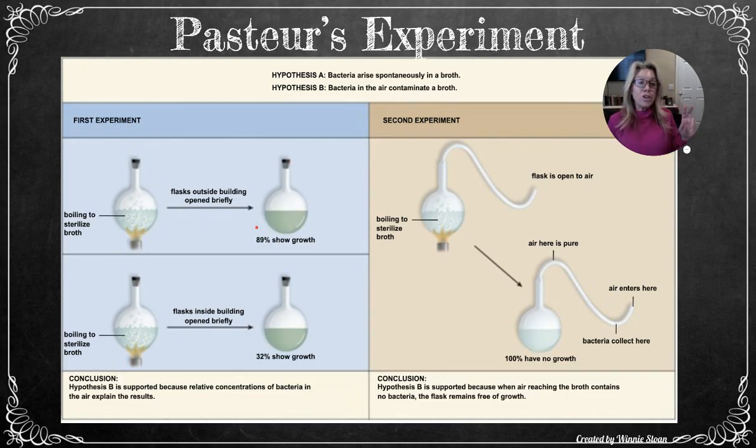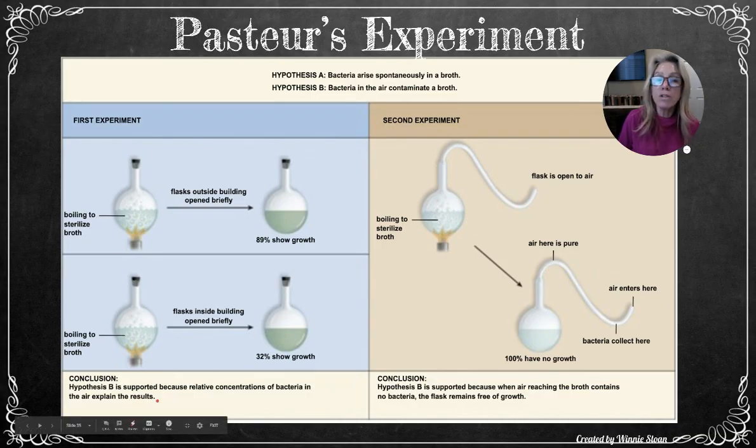Now, you would get no growth if you boiled it and didn't open the cap, but people said, well, the reason why is because you needed this life force from the air, not realizing that there were actually organisms in the air. And here, boiling to sterilize the broth, flasks inside a building open briefly showed less growth. So the conclusion is you would support hypothesis B.